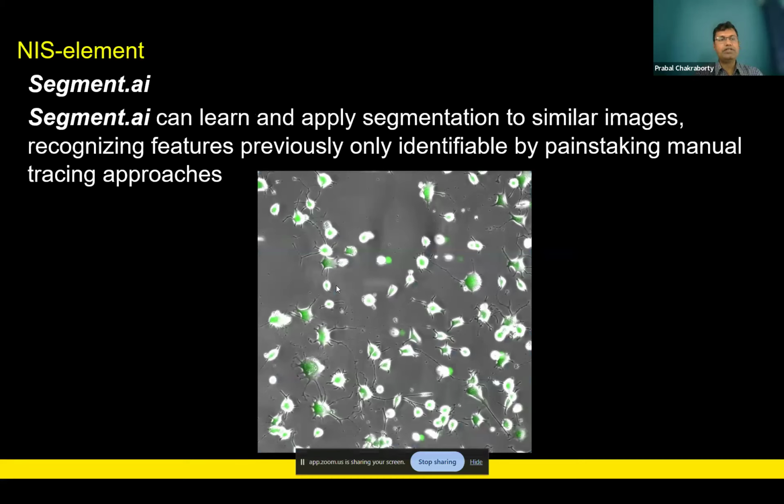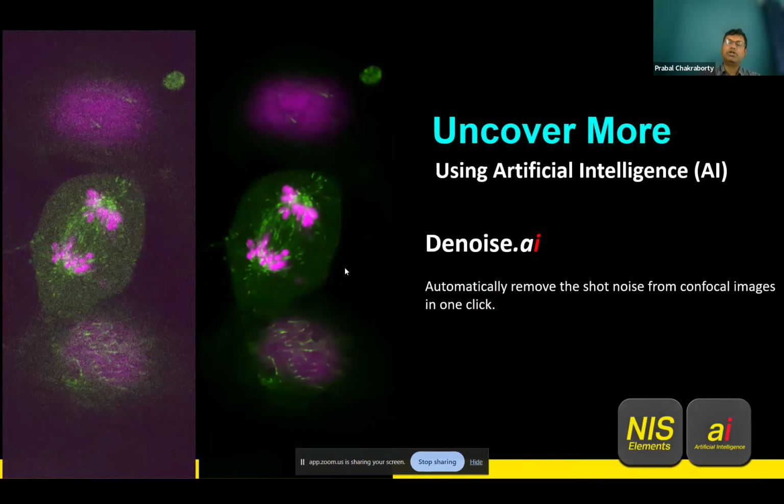And this is one example where we have segment.ai. Let's say I want to measure the distance or some other parameters for this projection kind of structure, not the actual cell body. With the normal conventional tool, it is very difficult, because when you try to do the thresholding, it will always pick up this part along with the cell body. But with segment.ai, you can train the AI function to specifically pick up this kind of projection structure. So that is the advantage of segment.ai, which will help you for downstream analysis.